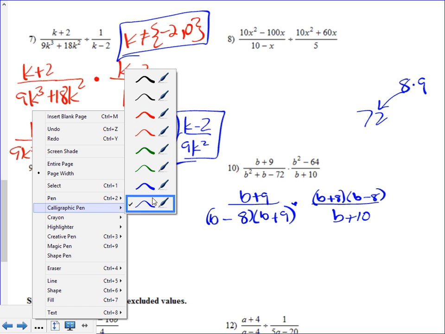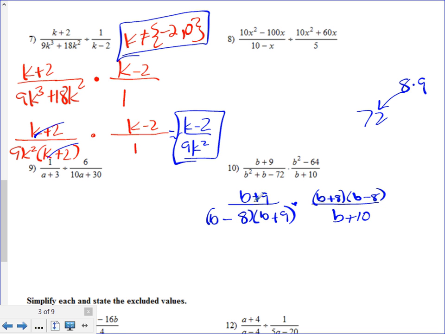Okay, we checked for division, didn't have it. We factored. Now we're going to reduce. Not reduce yet, first restrictions. Positive 8, negative 9. So simple.